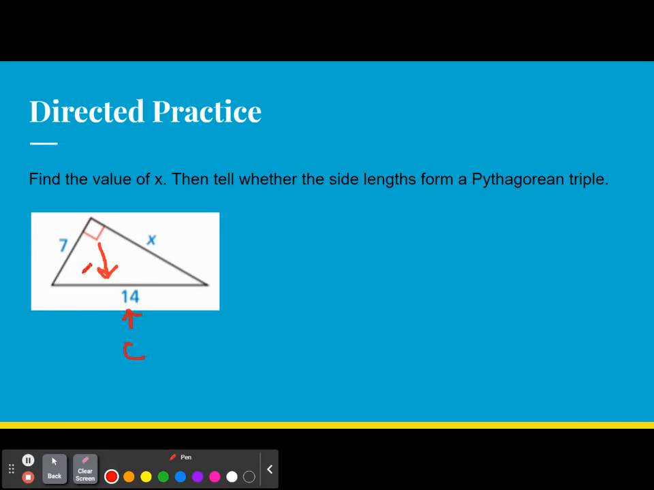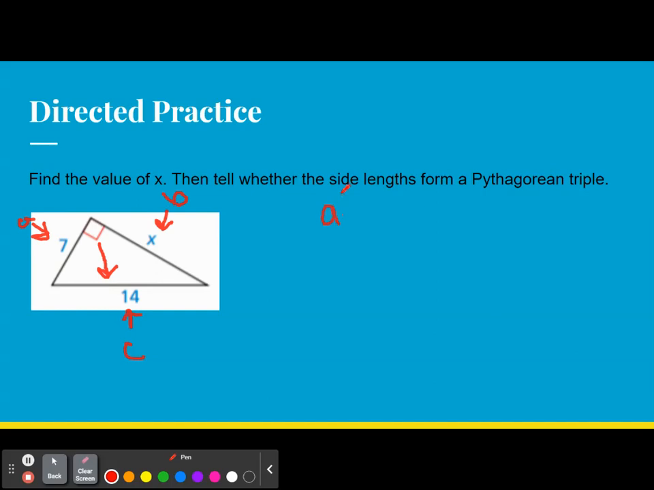Alright, Aiden, does it matter which sides are my A and my B? Yes. 7 and X are your A and B. But does it matter which one's A and which one's B? No. So as long as you have these as A and B, you can use them interchangeably.